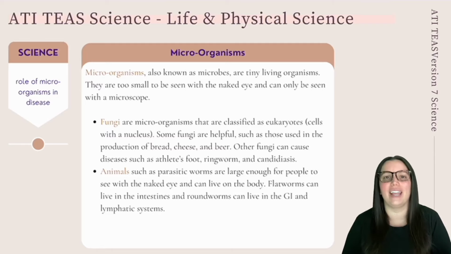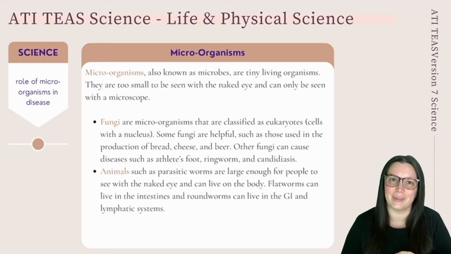And then lastly, we have animals. Animals such as parasitic worms are large enough to be seen by the naked eye and can live on the body. Flatworms can live in the intestines, and roundworms can live in the GI and lymphatic systems.